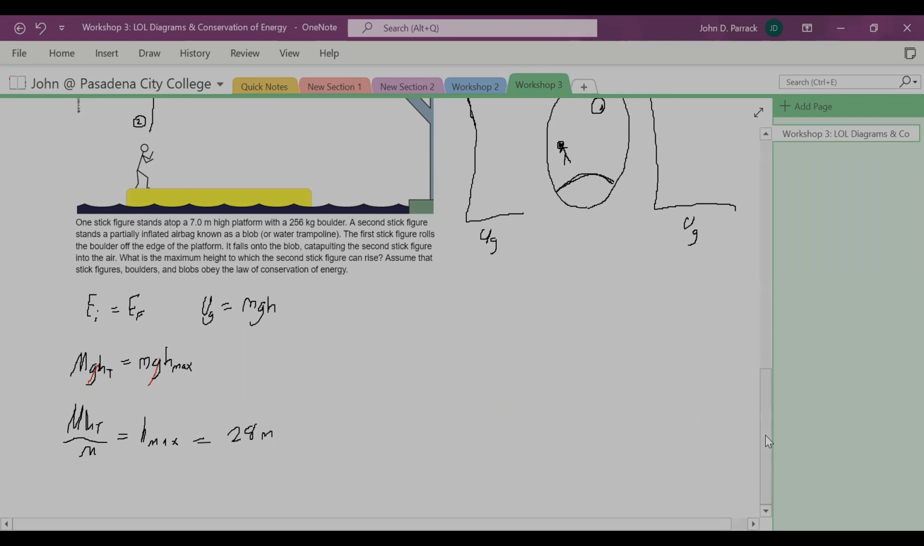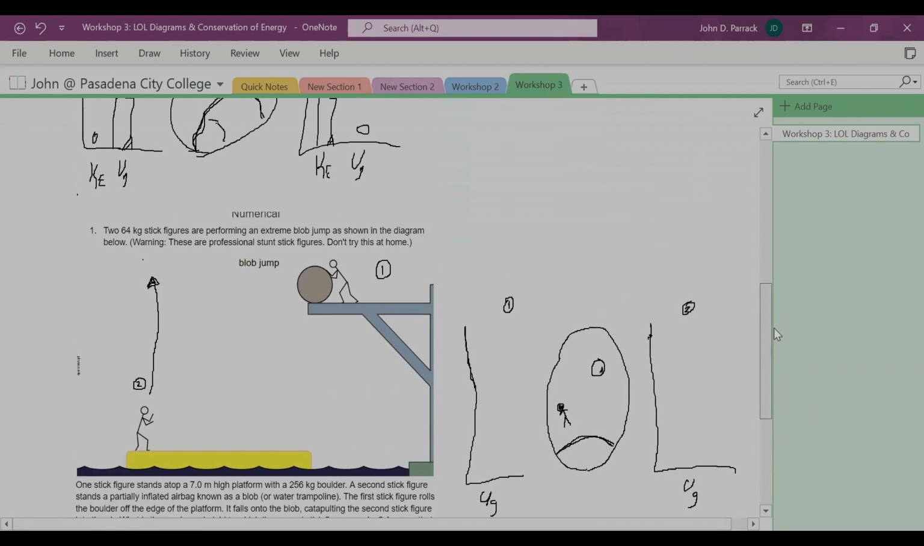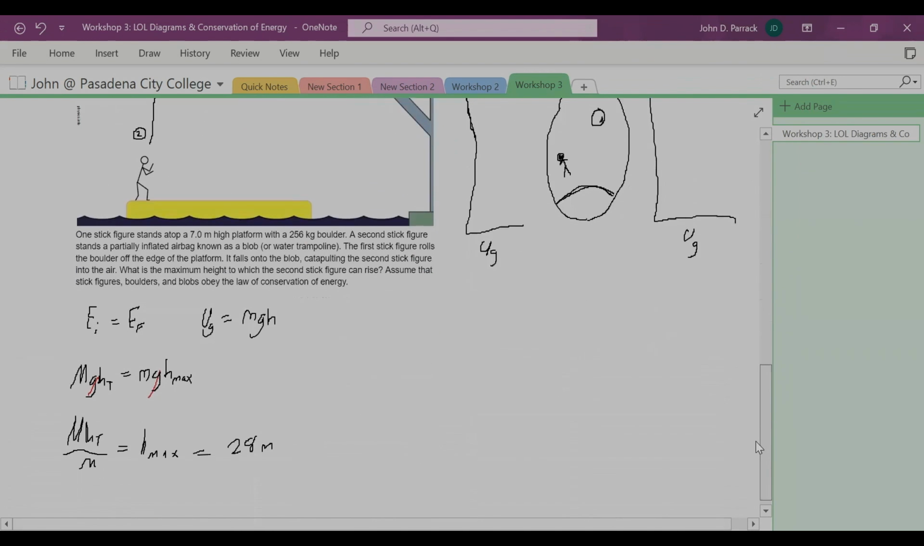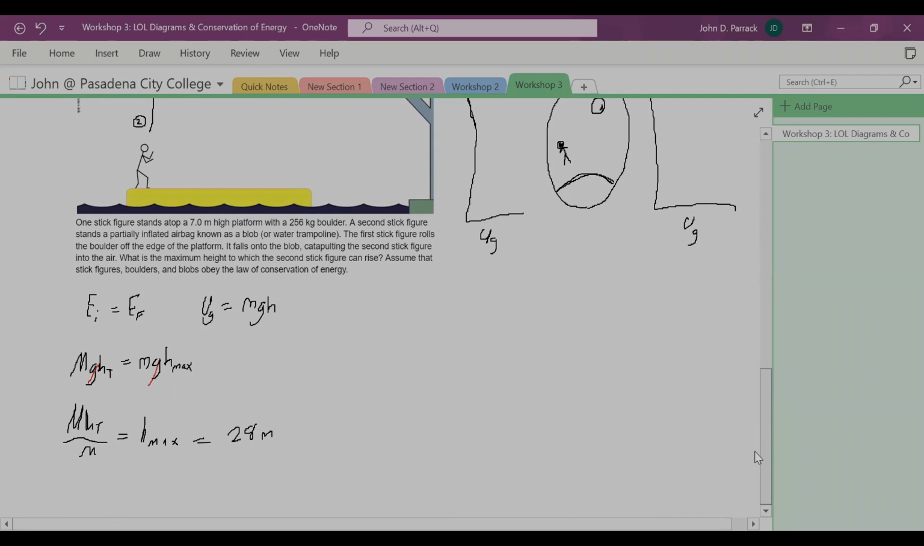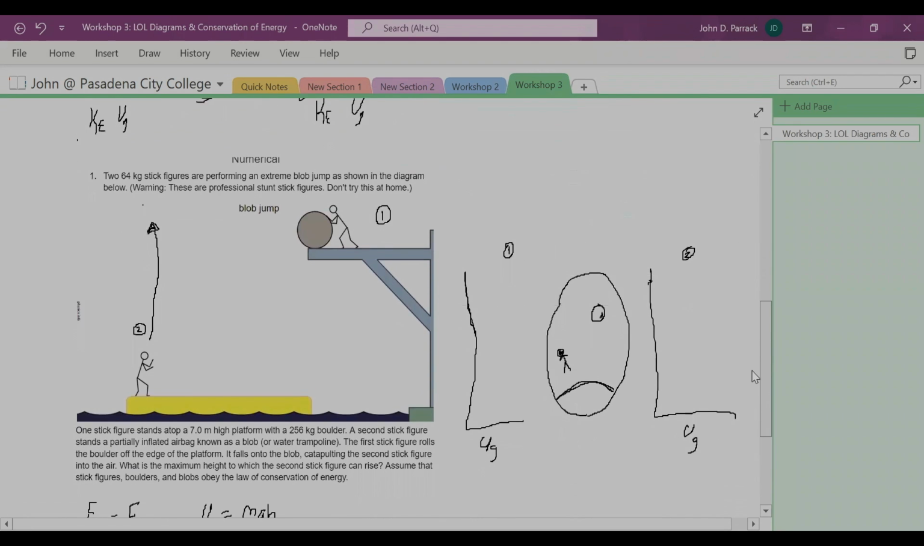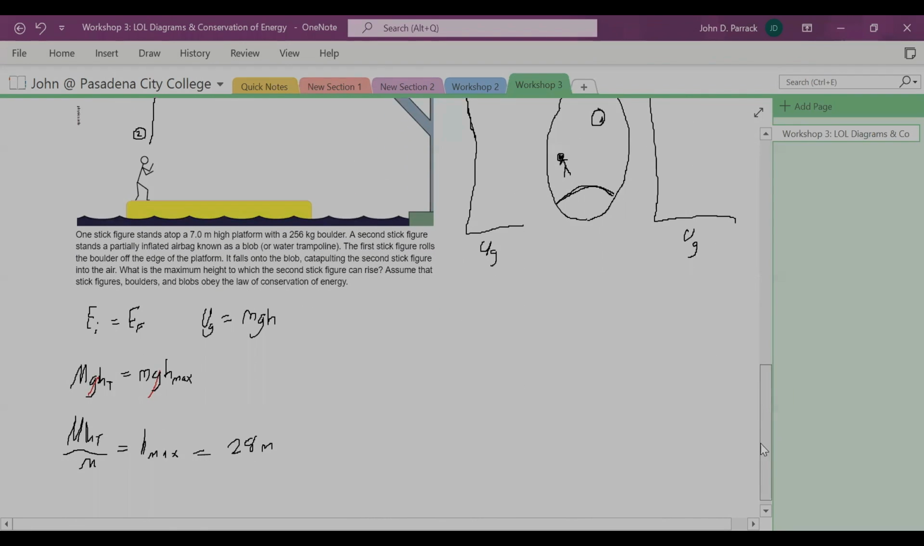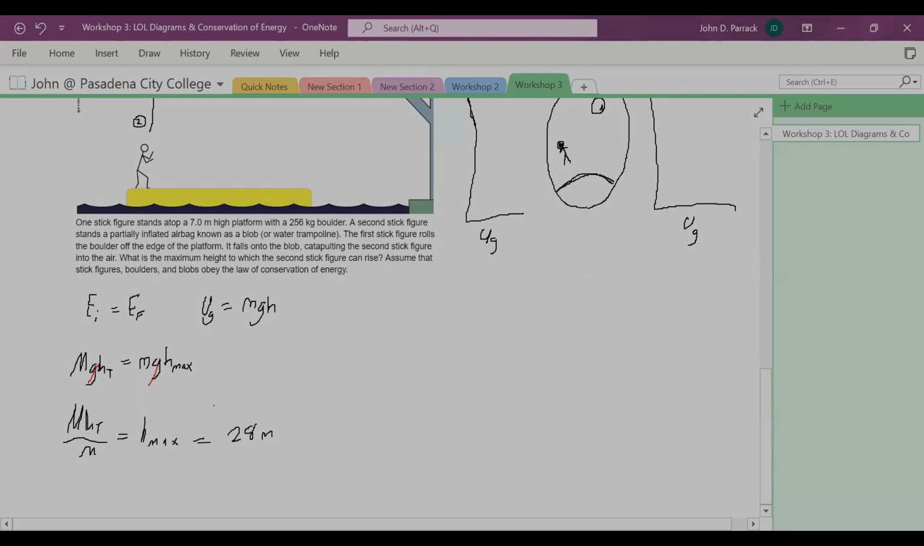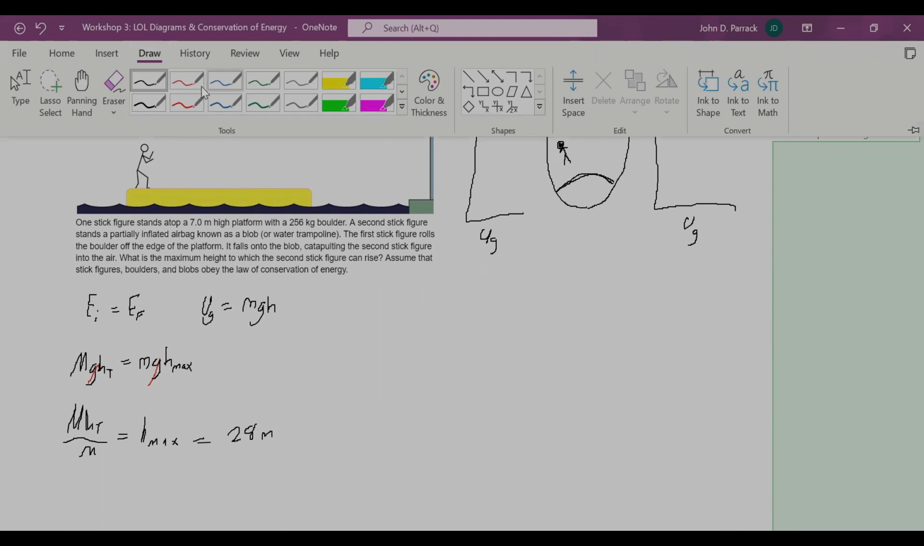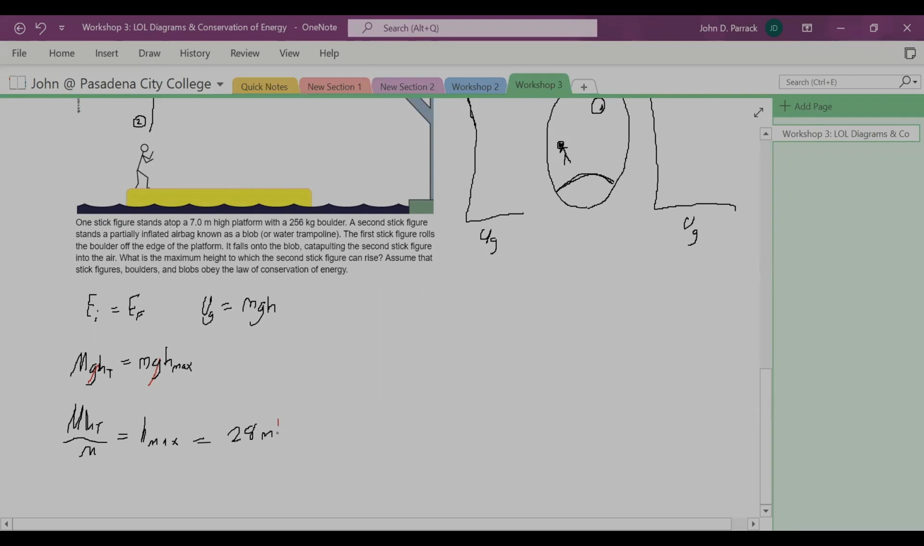This guy is flying in the air, but it was a really massive boulder that launched him, and it was a pretty significant tower that he was launched off. So yes, these guys are definitely stunt figures, and we should not try this at home. 28 meters in the air, that's in the neighborhood of what? Over 50 feet. I would not want to do that myself. But good for them. 28 meters is his max height with this setup.